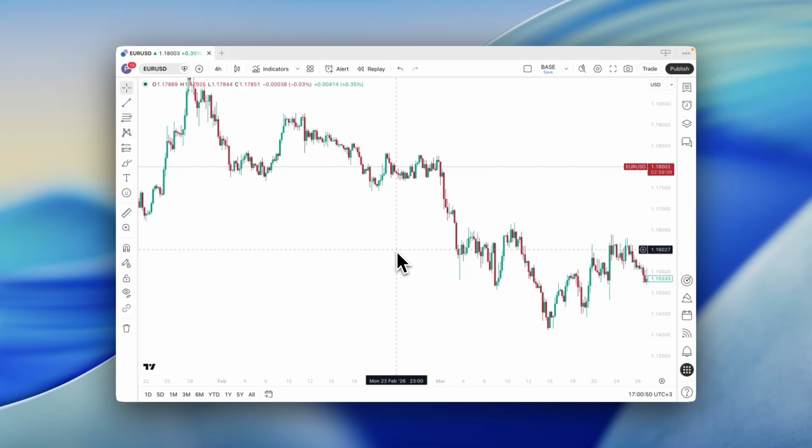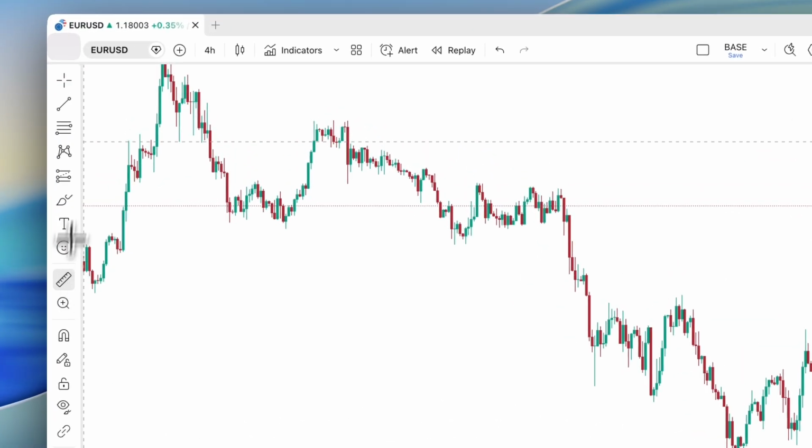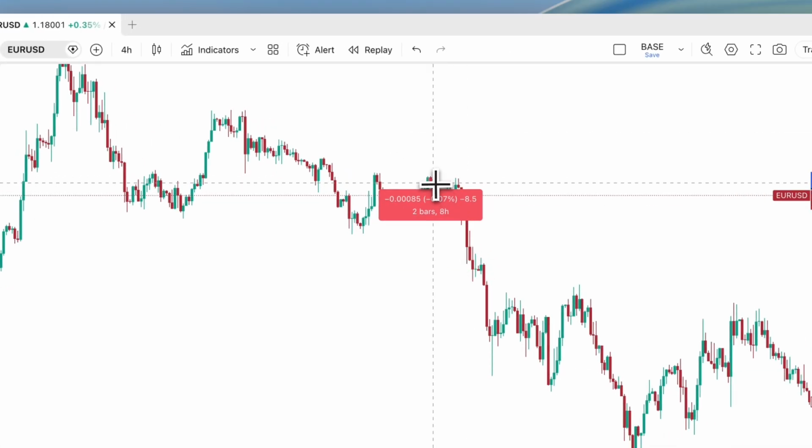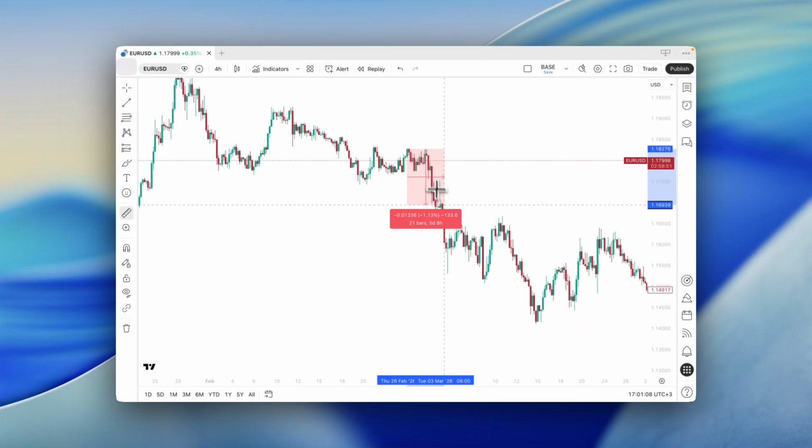In this video, I'm going to show you how I would use the ruler tool in order to measure potential moves. So, first of all, we need to have our chart open in TradingView and then click on the ruler icon on the toolbar at the left of our screen. Then I would left click on a point on my chart and drag it to the point where I would like to measure.